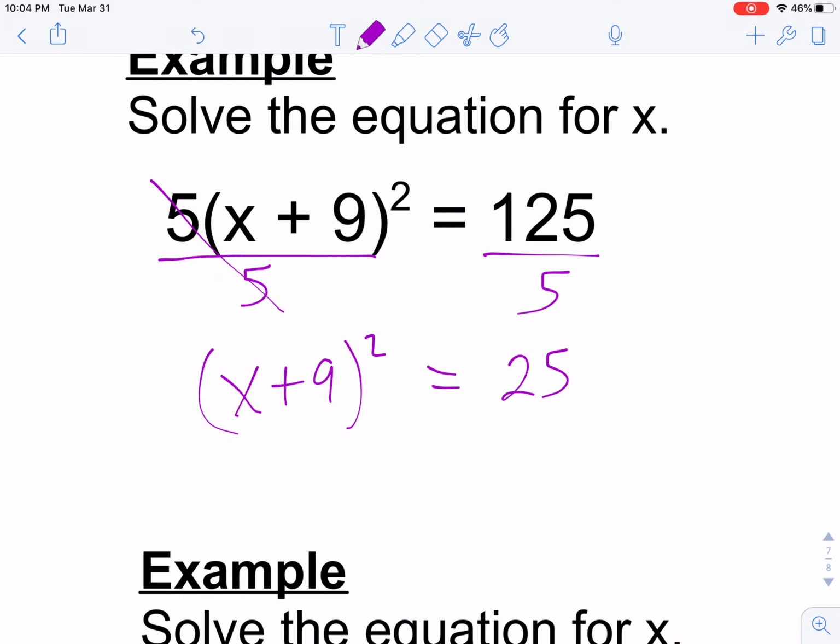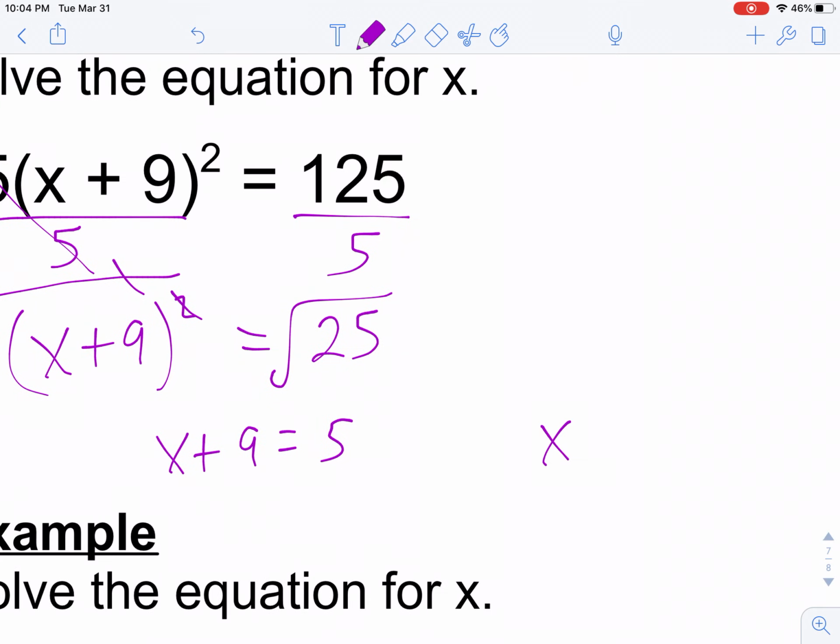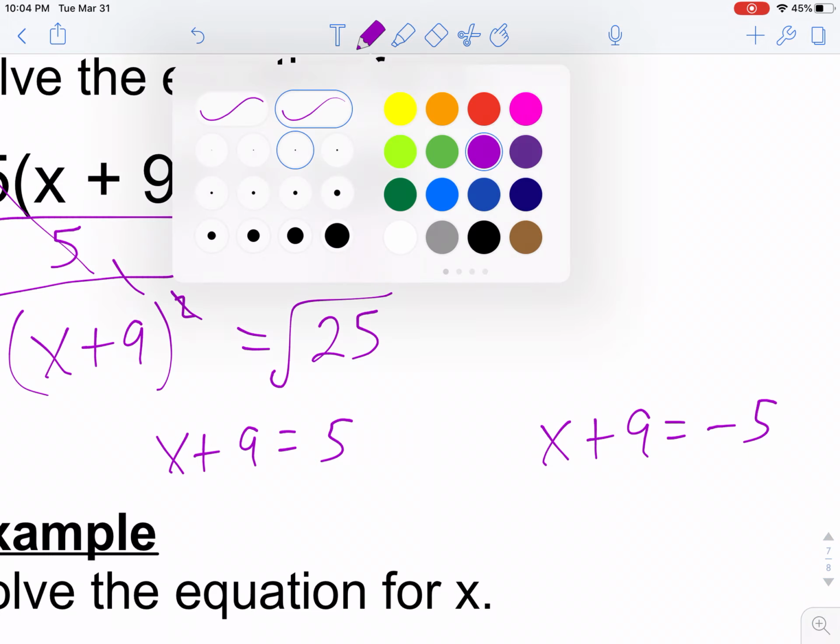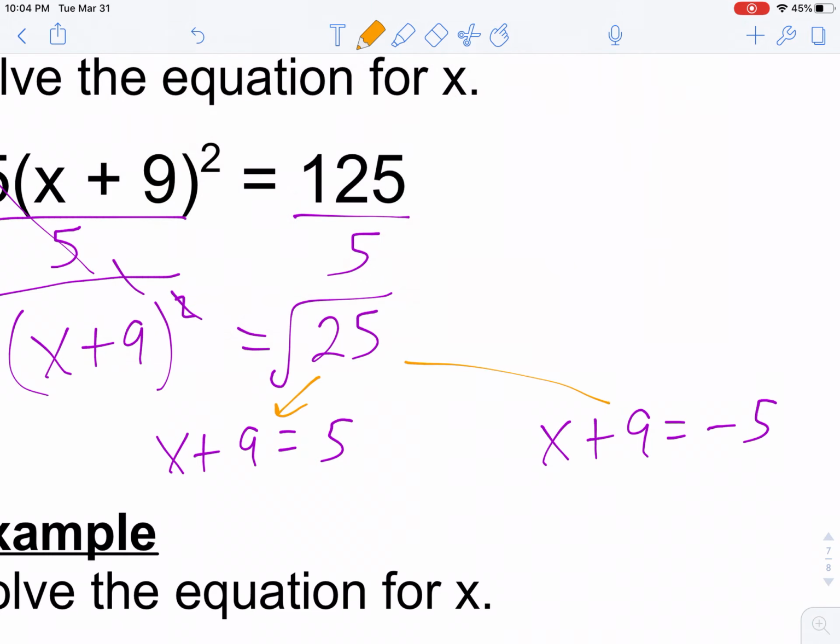Our next step will be to square root both sides. And this is where the 2 scenarios are going to occur. Square root of 25 is 5. But square root of 25 is also negative 5. So you have to write out both scenarios. 2 scenarios for this one. And then you got to solve both of them.